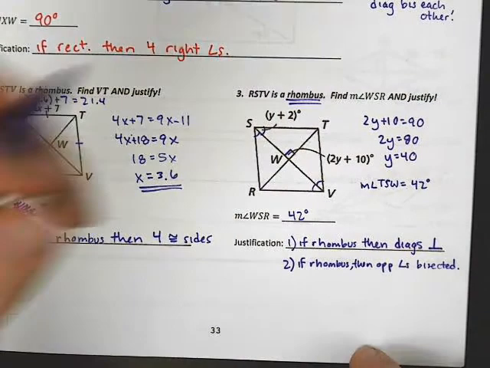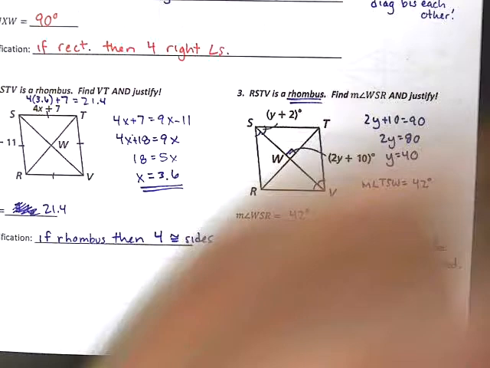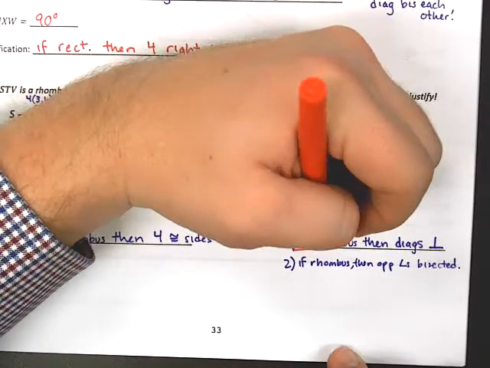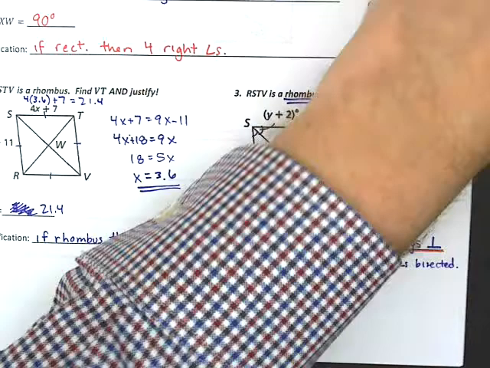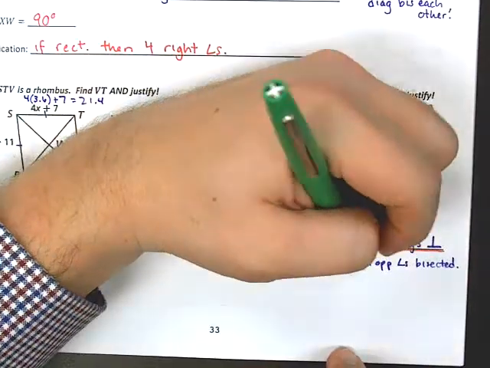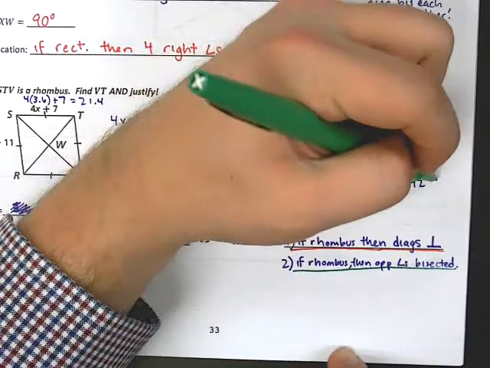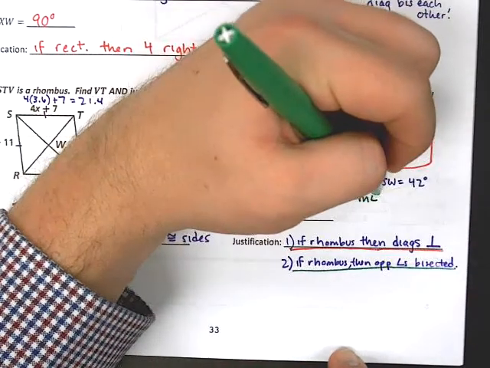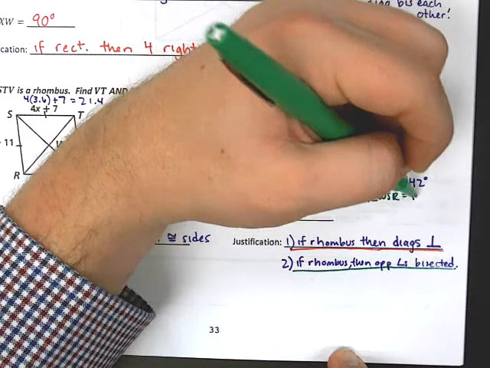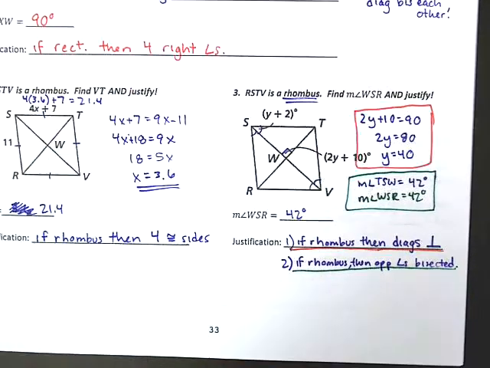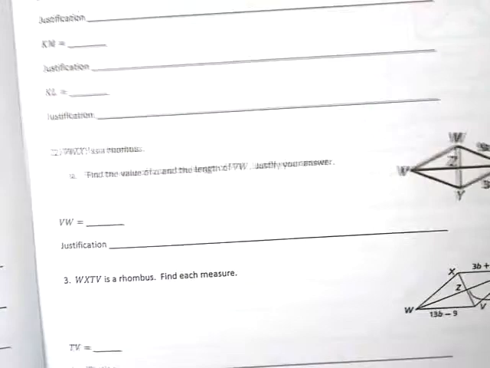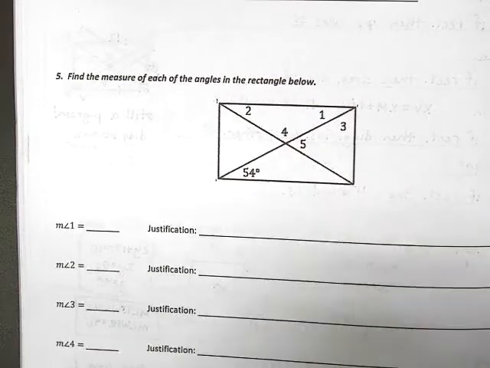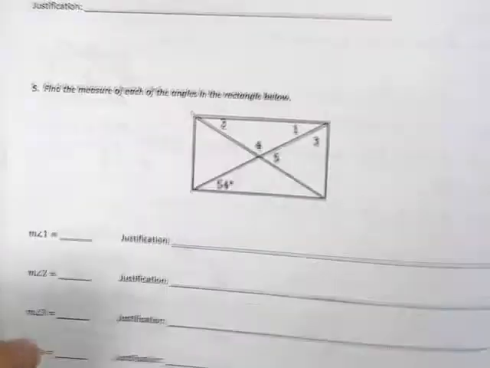Alright, the first justification, I'll underline in red, got us this part. The second justification, green, got us that measure of angle WSR is also equal to 42 degrees. Alright, so there's that. Let's move to the next page. A couple more problems. These are all really good practice problems, okay? So stick with me. I think they're worth it.